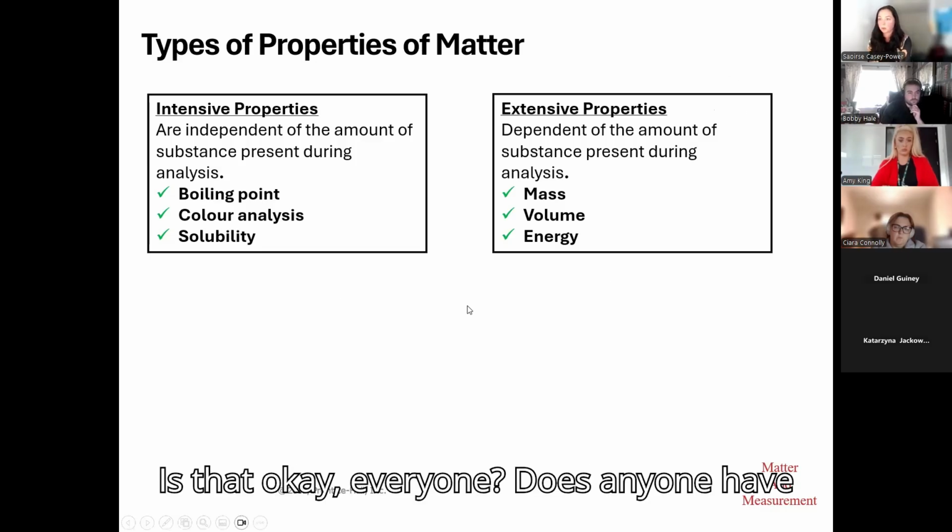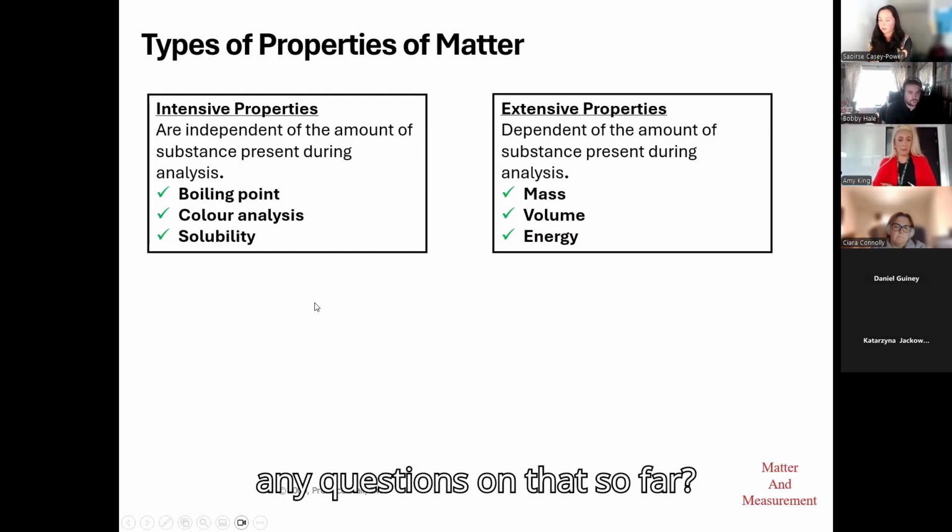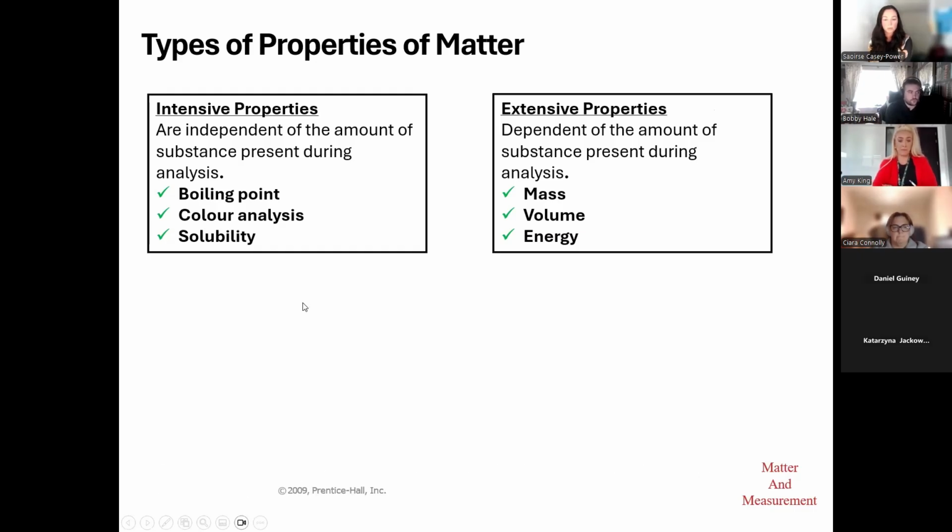Is that okay, everyone? Does anyone have any questions on that so far? No, perfect, Saoirse, thanks.